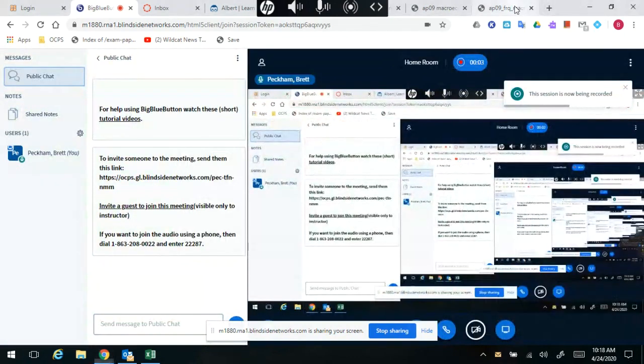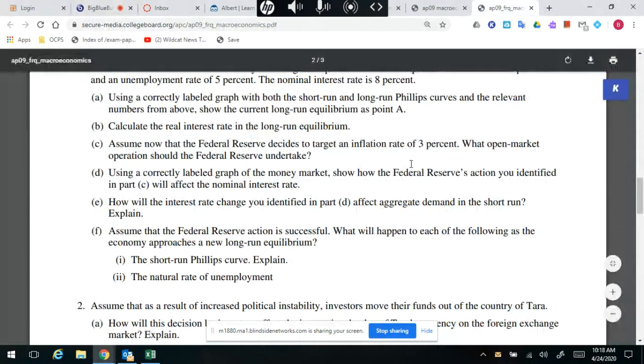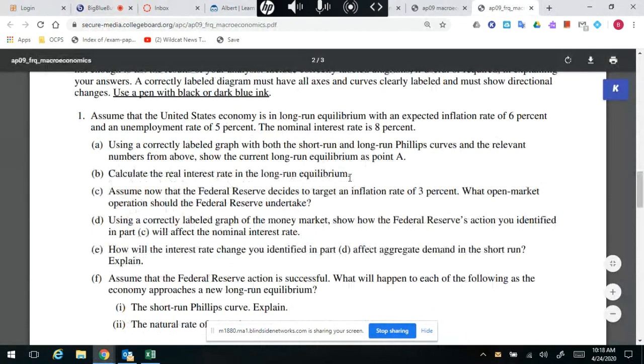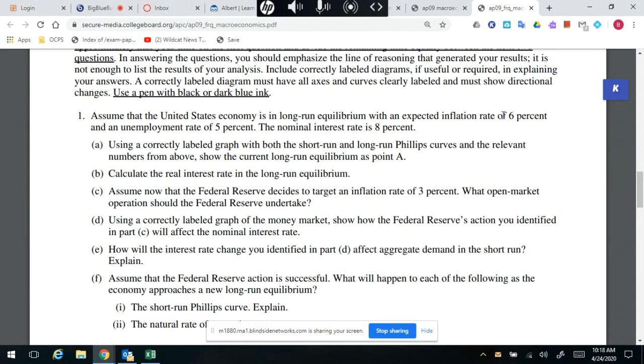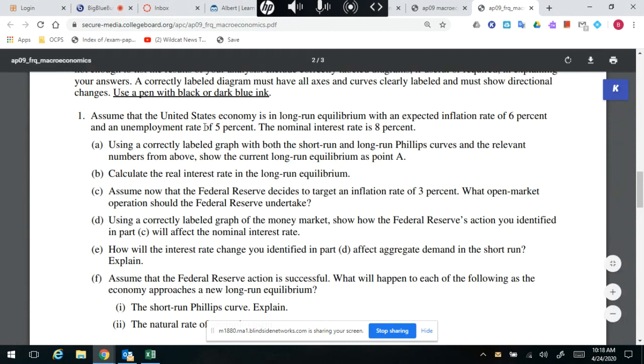All right, so we're going to take a look at the 2009 FRQ here. It says, assume that the United States economy is in long-run equilibrium, with a fixed expected inflation rate of 6% and an unemployment rate of 5%. The nominal interest rate is 8%. All right, lots of data. So we're at long run equilibrium.